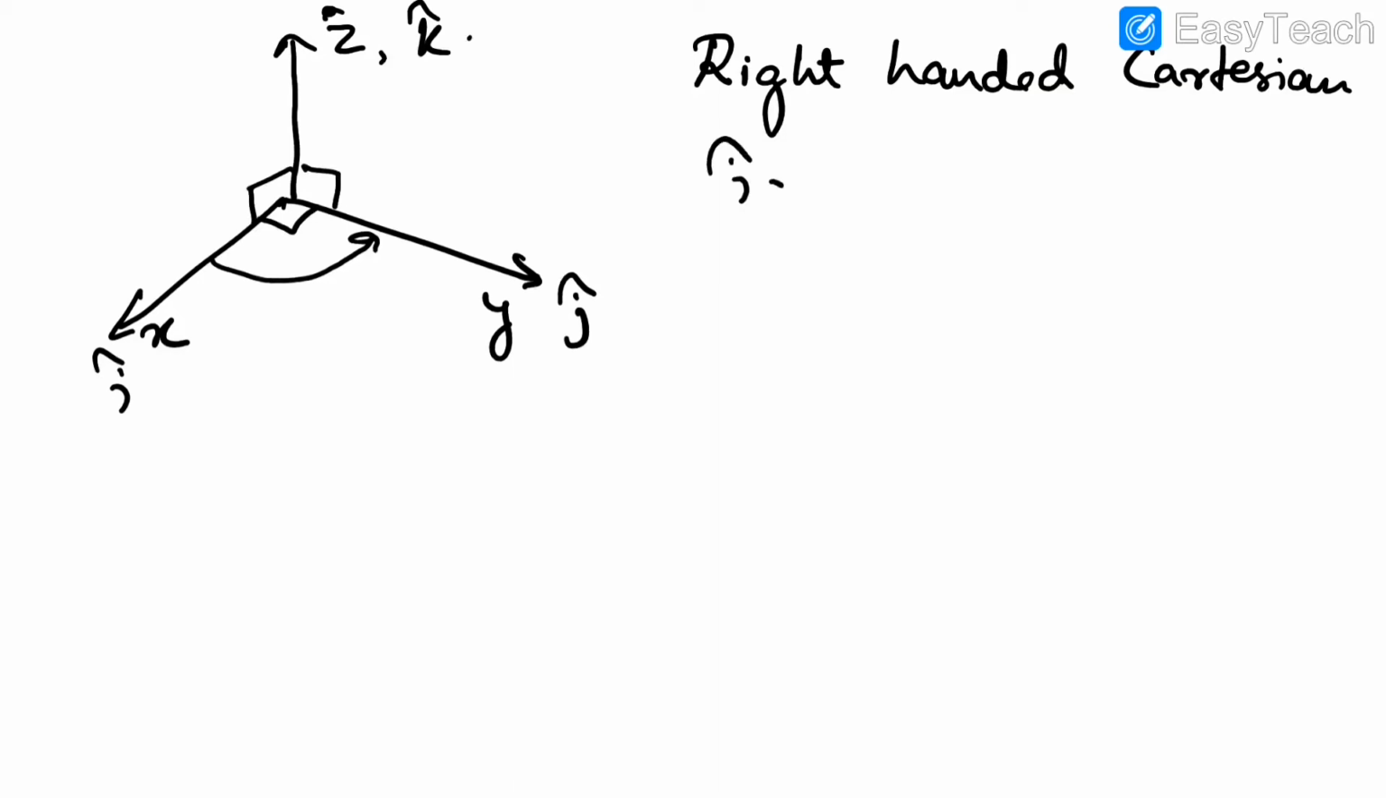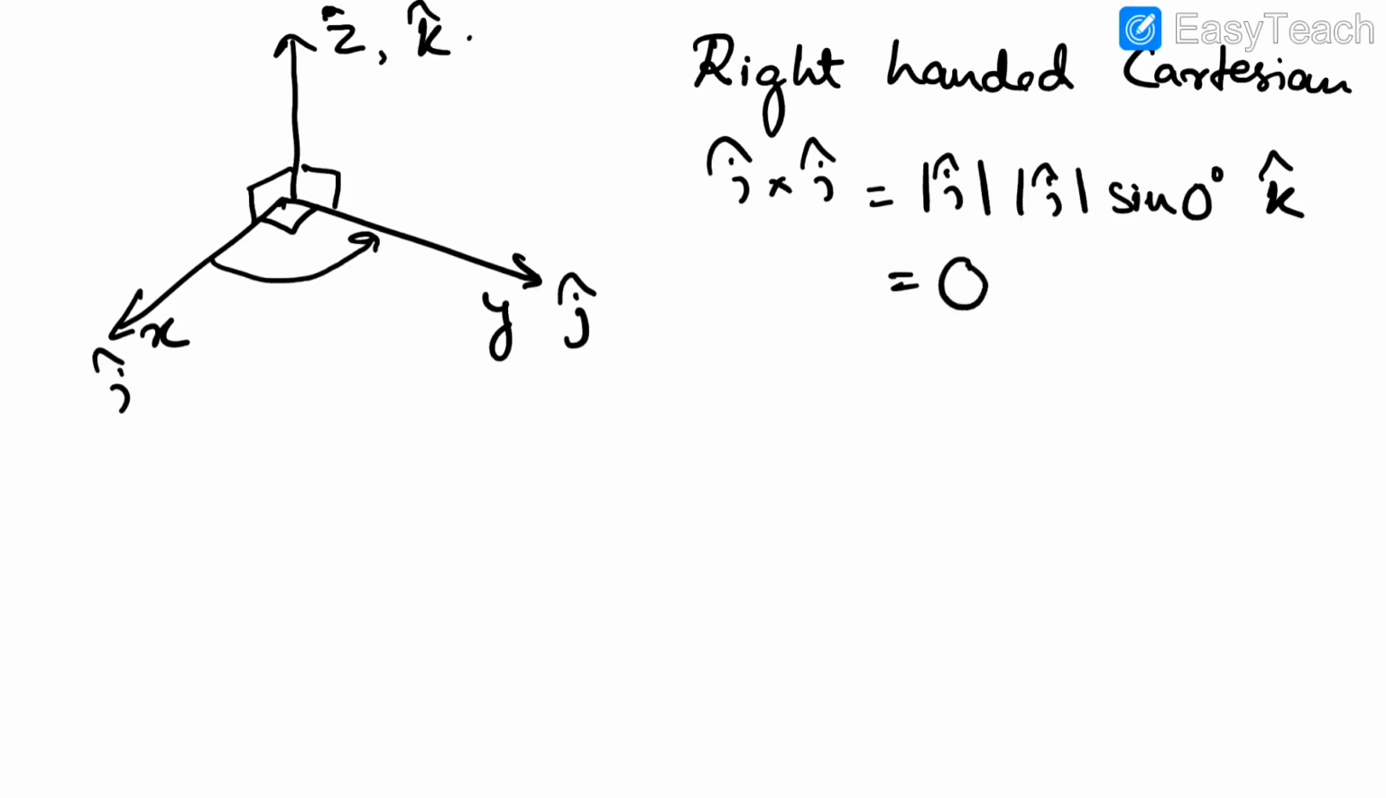So what is i cap cross i cap? What is that? Cross multiplying with the same vector. It will be modulus of i, modulus of i, sine of the included angle, that is 0 degrees. Correct. And from i to i, what will be the perpendicular to it? It is k cap, right? So this in fact is 0. Correct.